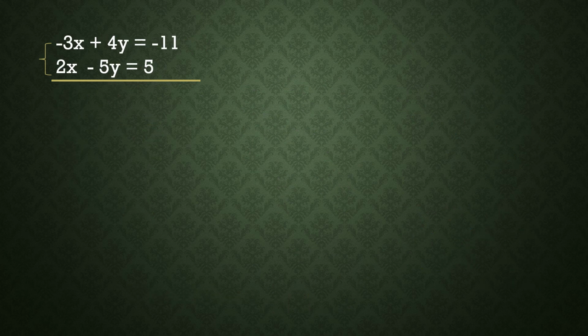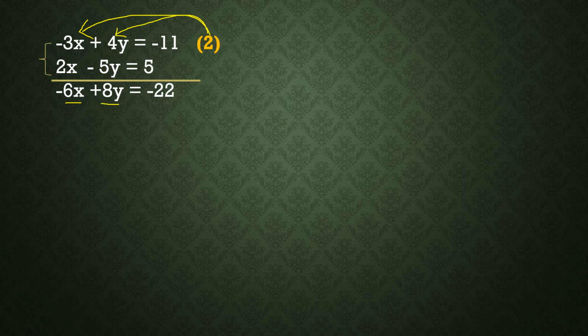Last example, negative 3x plus 4y equals negative 11 and 2x minus 5y equals 5. Again, we do not have inverses here, but we can make our inverses if we multiply the first equation by 2. So the first equation will become negative 6x plus 8y equals negative 22. That is from 2 times negative 3x, it's negative 6x. 2 times 4y, that is positive 8y. And 2 times negative 11, that's negative 22.